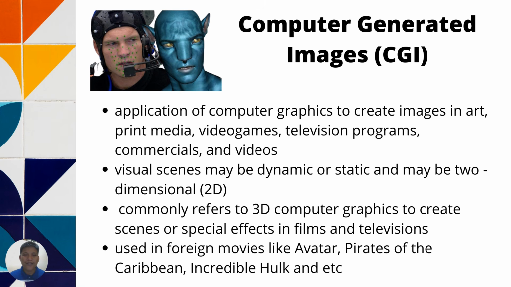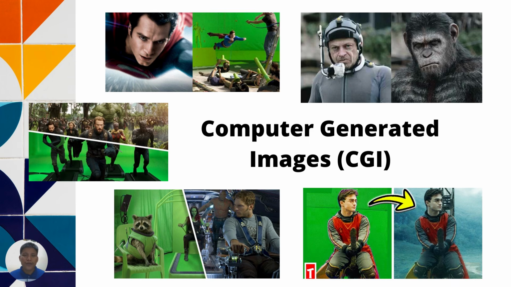So I know now that you have an idea that CGI is somehow related to the different films that we watch. Used in foreign movies like Avatar, Pirates of the Caribbean, Incredible Hulk, and etc. So here are the examples. We have here the CGI of Superman, Planet of the Apes, the Endgame of the Avengers, and Harry Potter.